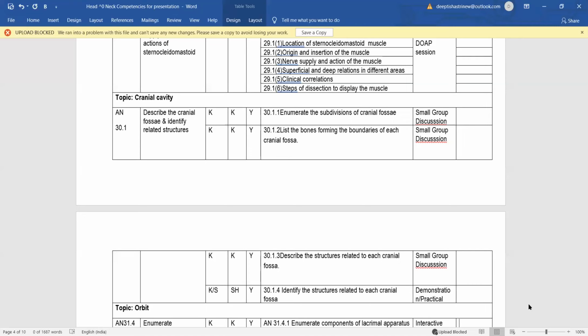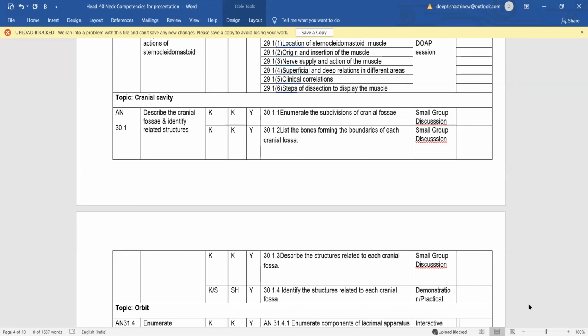But 26.3 also says foramina and structures passing through them, but then it says describe. So maybe, ma'am, enumerate. Only enumerate. But then the domain given is K/S and the level as SH, for 26.3. Ma'am, can I add that in osteology, I think we can give it as identifying the foramina in the bone or in the skull.